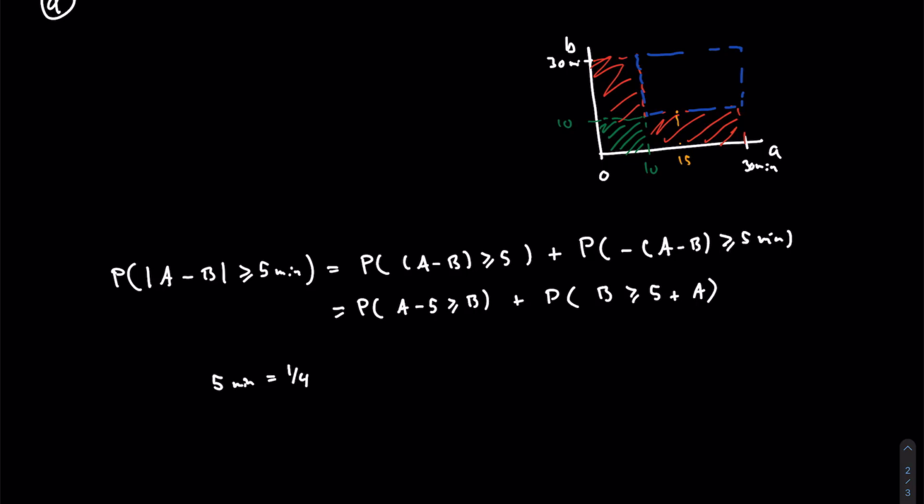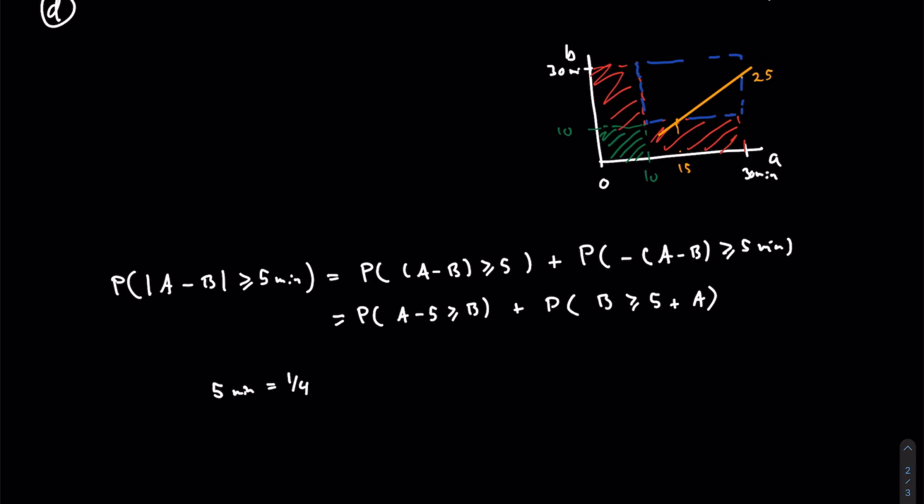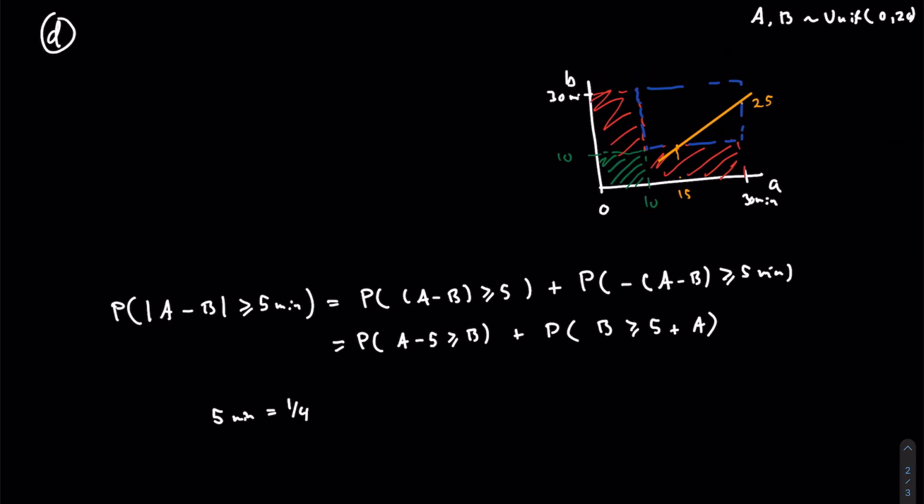Okay. And it will hit when A is 30 minutes. B will be 25. Okay, so 25 here. Like so, and this is the equation B. Well, let's see. B equal to A minus 5.